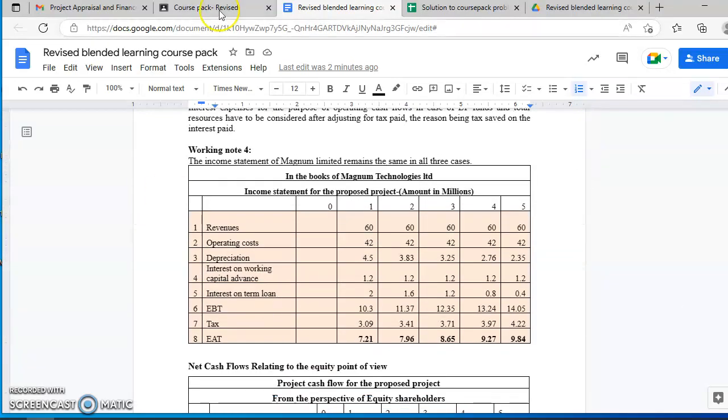Okay, I'm a little fast here. Please refer to your notes. Revenue is 60, 60, 60 and 60. Operating cost is how much? 42, 42, 42, 42 and 42.